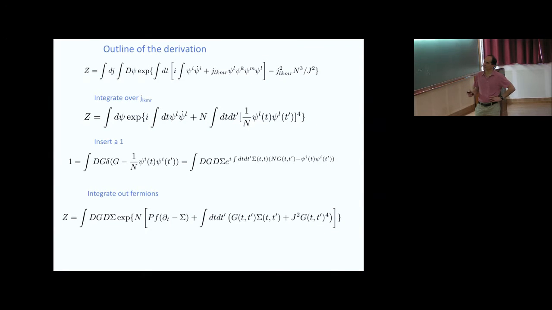And then to simplify this a little more, we can introduce a variable G, so we insert a 1 in the partition function, which we write as the integral dG of delta of G minus psi squared. So that's defining G as psi squared. And then we write the delta function as an integral over sigma of sigma times the argument of the delta function. So we insert this in the partition function. And after we insert this, because of this delta function, we can replace this by a G to the 4th term.